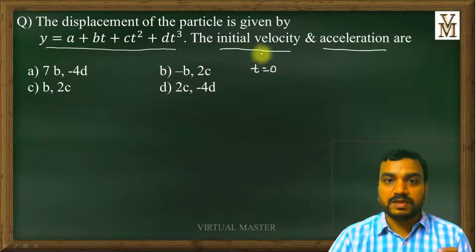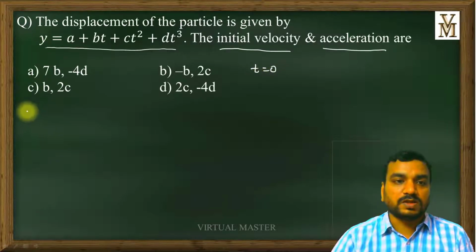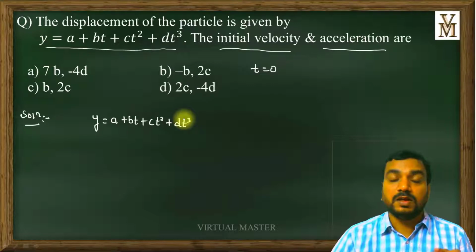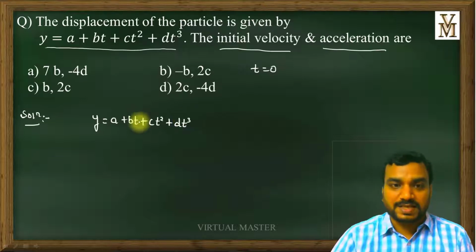Always remember that whenever initial velocity and acceleration are given, you have to assume that t will be equals to 0 unless the value of t is given. Now let us solve this. Y is given, that is displacement is given: a plus bt plus ct square plus dt cube. Now we have to find the initial velocity and initial acceleration. That means instantaneous velocity and instantaneous acceleration.